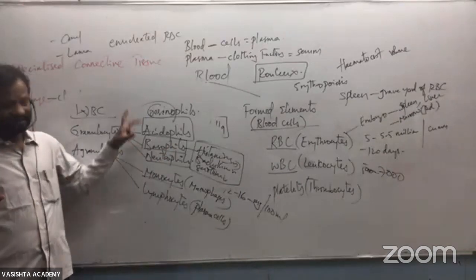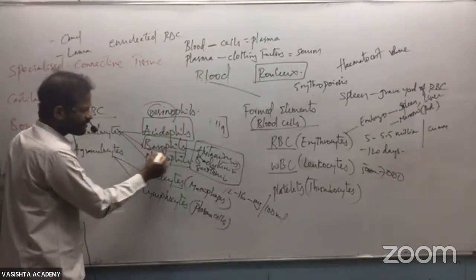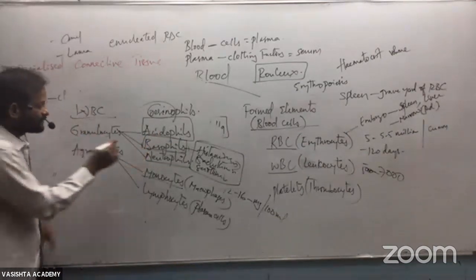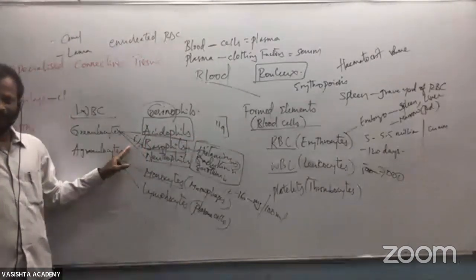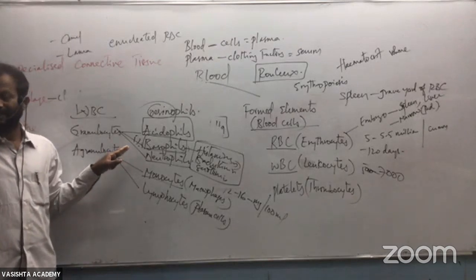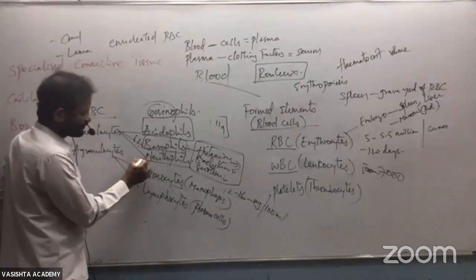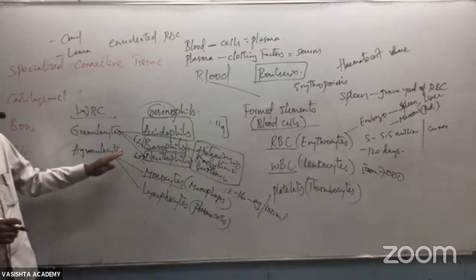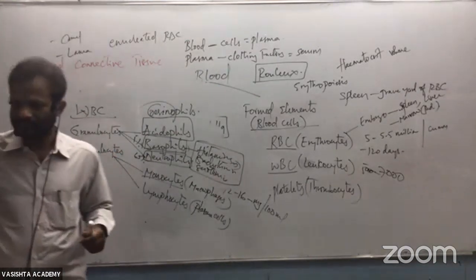In the blood, in the total WBCs, basophils are least in number. Basophils are just 1%. At the same time, you may find out which WBCs are more in number. That is neutrophils. More than 65% of WBCs are neutrophils. So like this, I will continue tomorrow. Thank you.